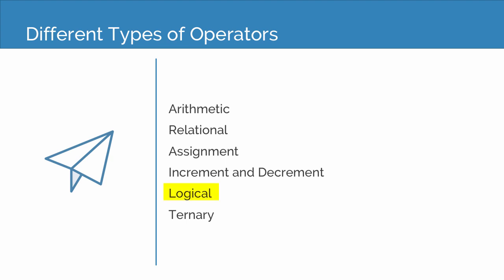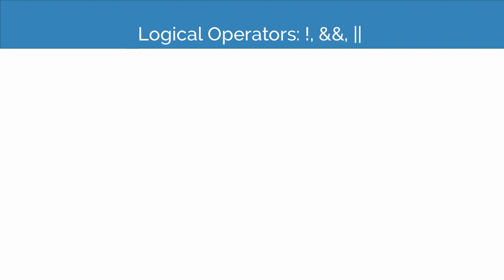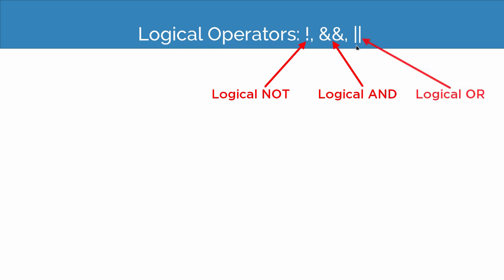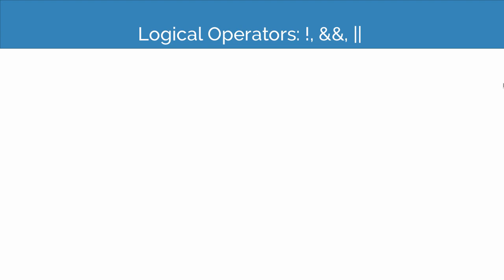Now it is time to check out the logical operators in Java. Basically, there are three logical operators in Java. The first one is known as the logical not, then we have the logical and, then we have the logical or. Now let us proceed and check out the logical not operator, which is basically represented by a single exclamation mark that you can see in front of you.